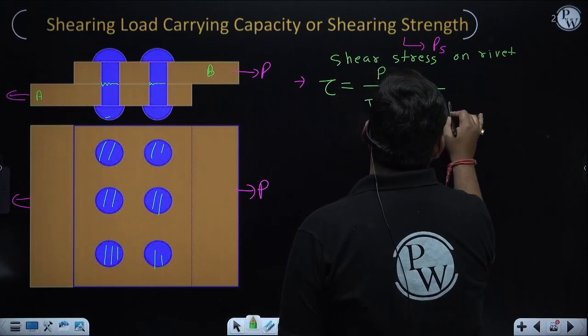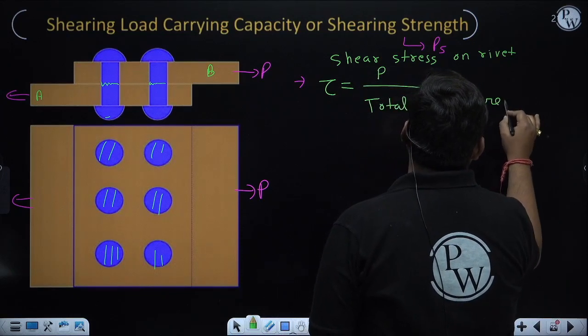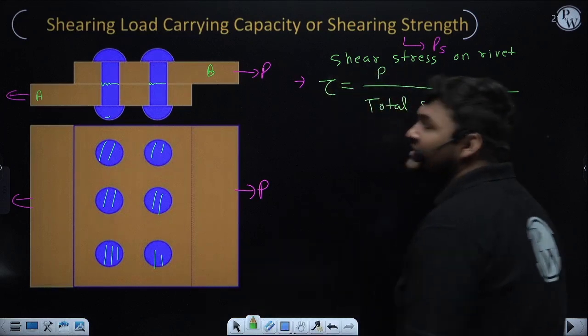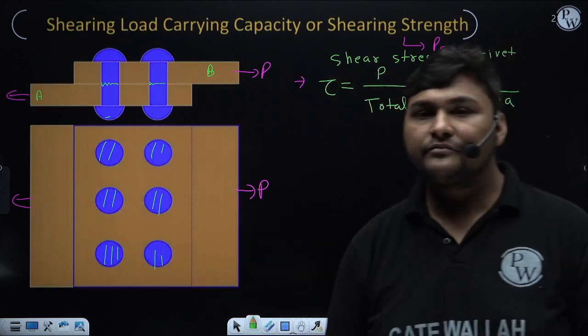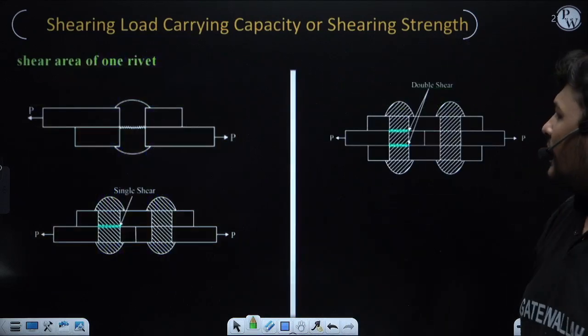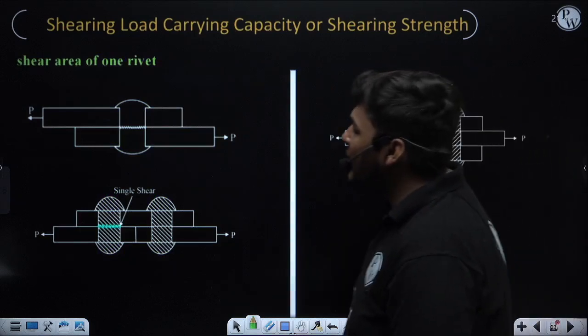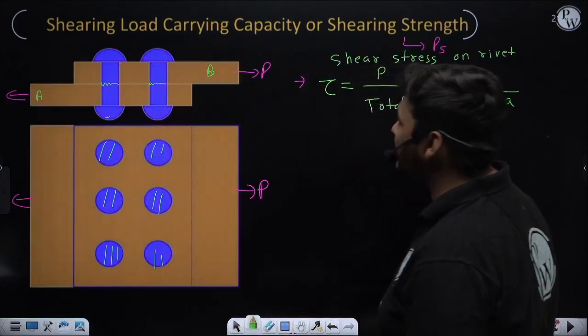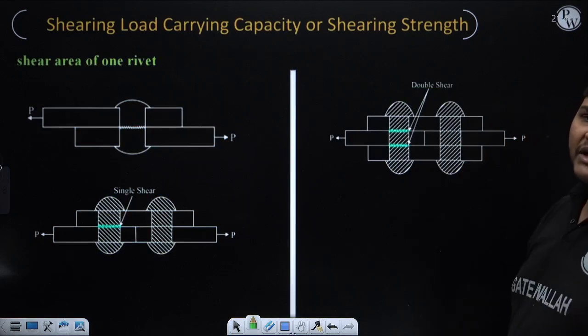Now, what is total shear area? For that, first we need to understand the shear area of one rivet. First I am explaining the shear area of one rivet, then I will explain what the total shear area is. Now, what will be the shear area of one rivet?